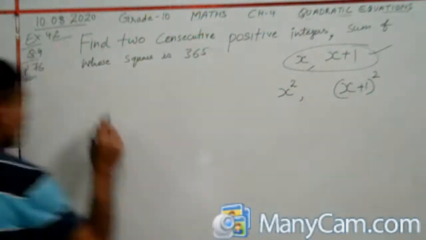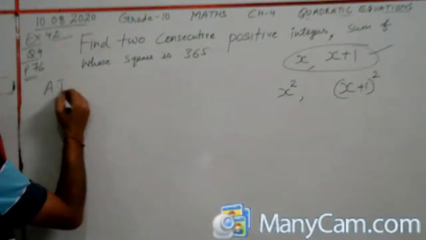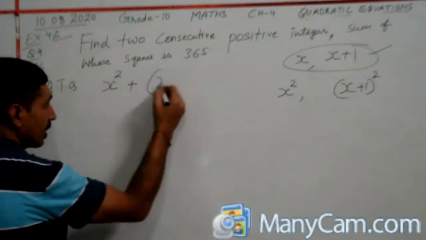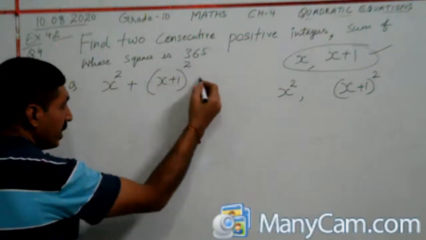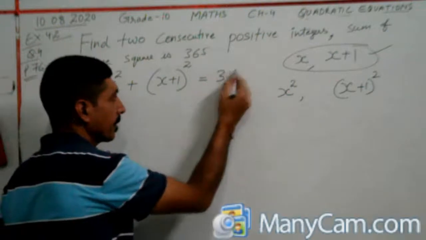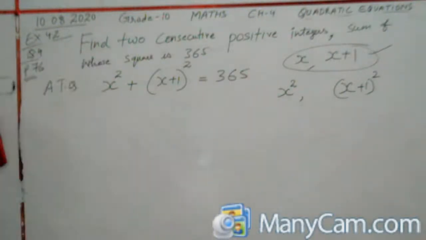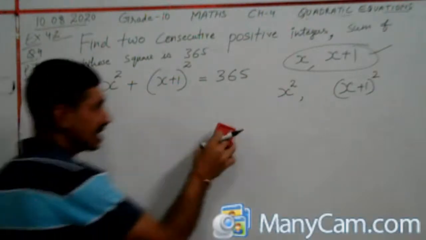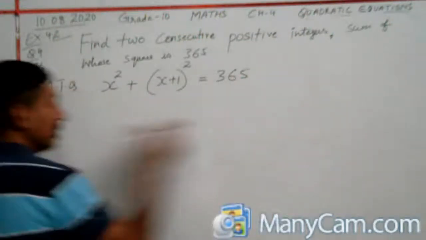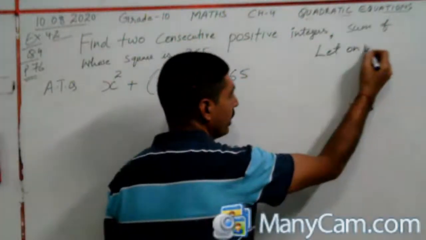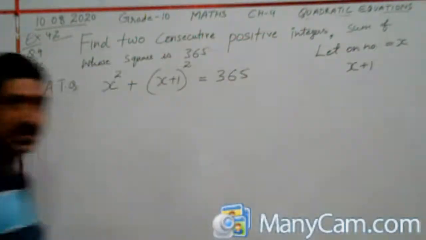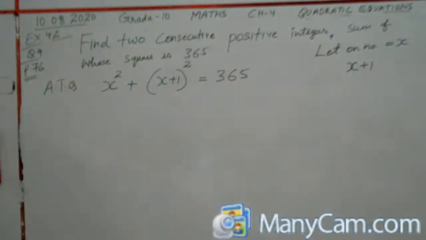So according to the question, we have x square plus (x plus 1) whole square. The sum of the two squares is 365. This is the statement. What we have done is that one number is x, the other is x plus 1: two consecutive positive integers.